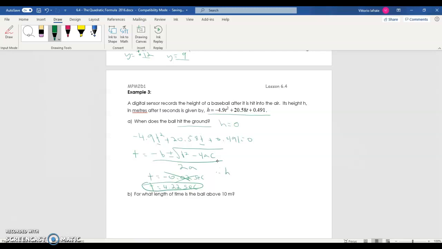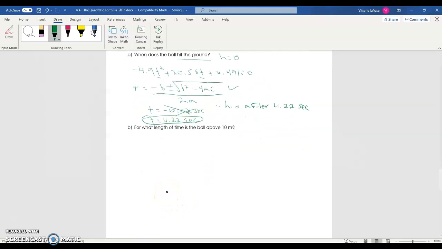Therefore, the height is 0 after 4.22 seconds. And again, you wouldn't want to factor something like this because that would be very difficult to do. So you could use your quadratic formula here to do that. So let's go take a look at B.